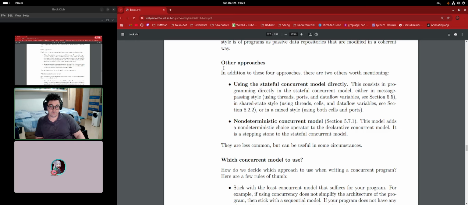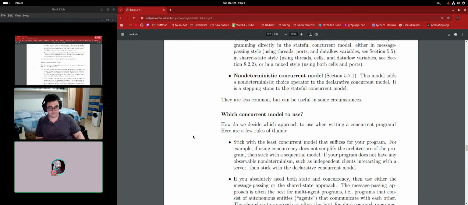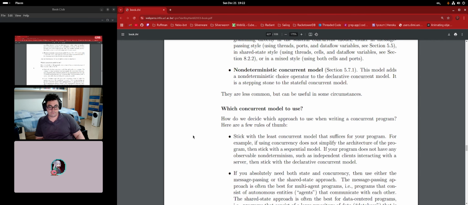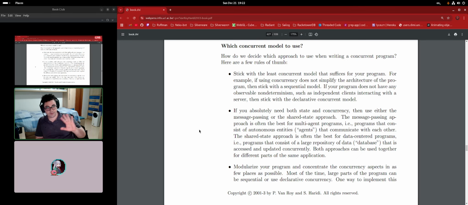And then we have other approaches using the stateful concurrent model directly, using cells and ports. We have the non-deterministic concurrent model, which is the thing about using the choice operator, like doing the runtime yourself, I guess. Yeah, we're going to see a little bit of that when we get to relational programming. Cool. And then here's the guideline. Use the least expressive model available that solves your problem.